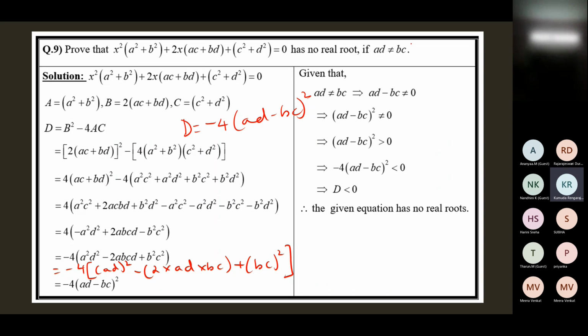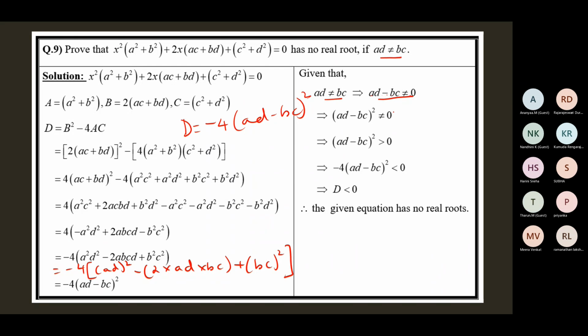So again, slowly I'll do it. ad is not equal to bc is given. That means when you transpose, ad minus bc is not equal to 0. If ad minus bc is not equal to 0, when you square it also, (ad minus bc) the whole square also will not be 0. So if it is not equal to 0, it has to be less than 0 or greater than 0. It has to be positive or negative.